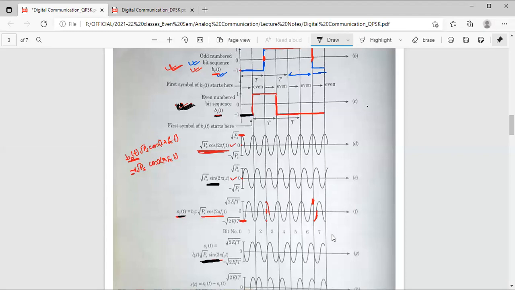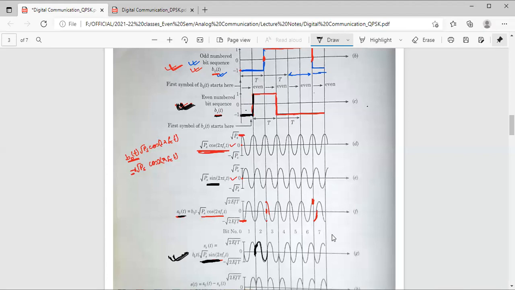What will we have in this case? This is the output. So in this case we will have b_e(t) √(P_s) sin(2πf_ct). Now this b_e(t) is -1 for this case, because here it is -1. So there will be a phase change. Up to the first bit period, the phase will remain the same, but after the first bit period there is a change in polarity. So there is a phase change again. At this point, there is a phase change.